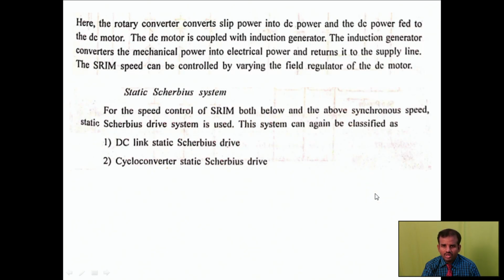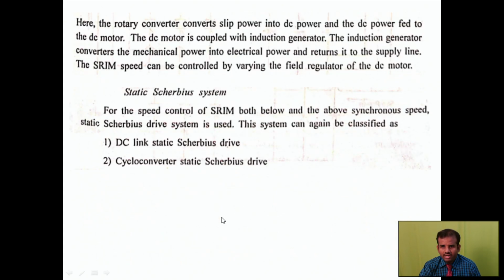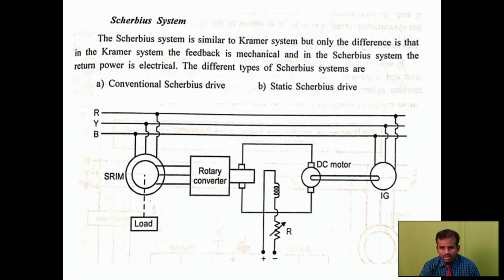Here the rotary converter converts the slip power into DC power. The rotary converter is used to convert the slip power into DC power because we have to give DC power to this DC motor. The rotary converter and the DC motor are coupled. So the slip power is converted to DC power by the rotary converter, and this DC power is given to the DC motor. This is the external field, the field regulator. You have to give this supply to the field externally.